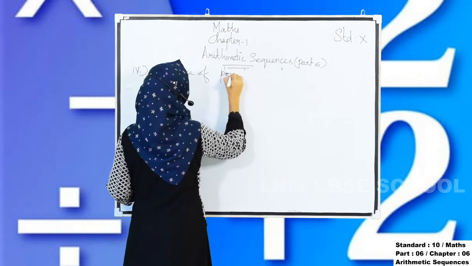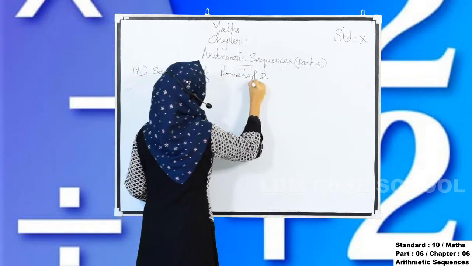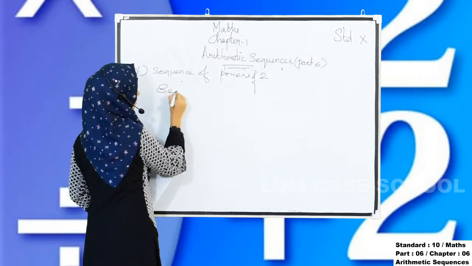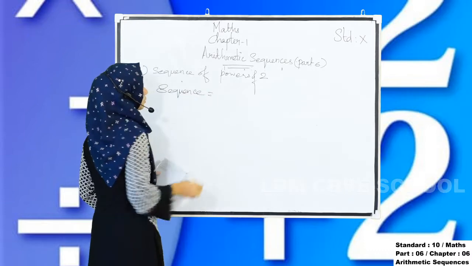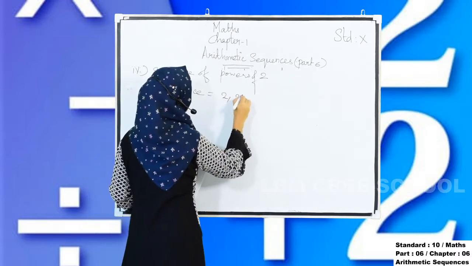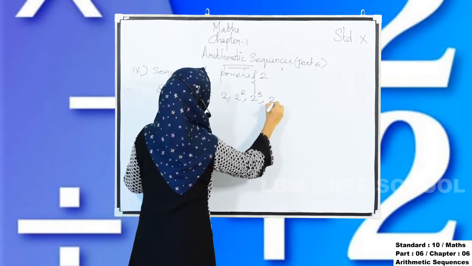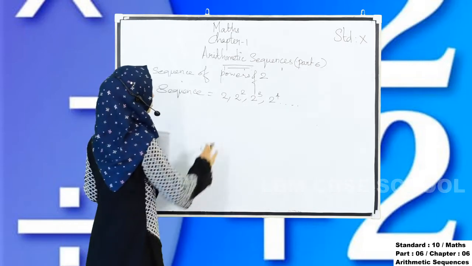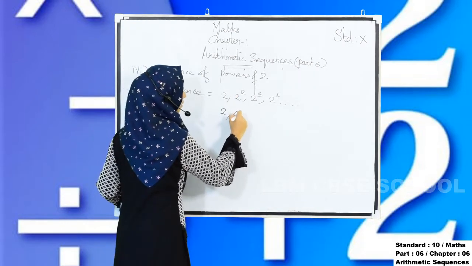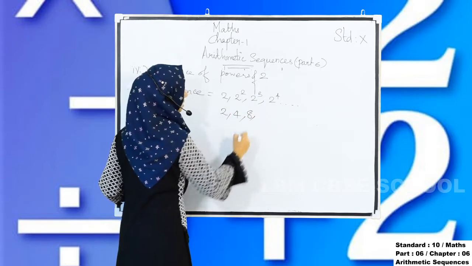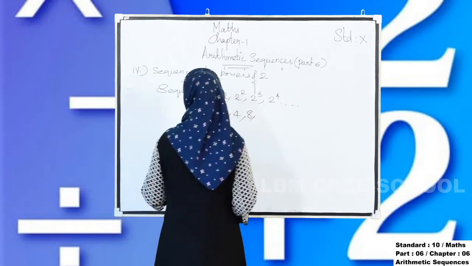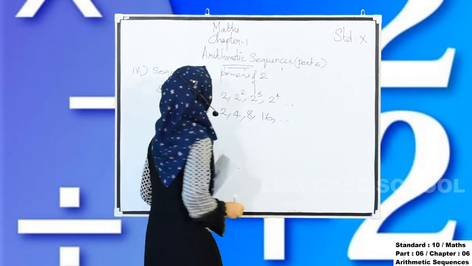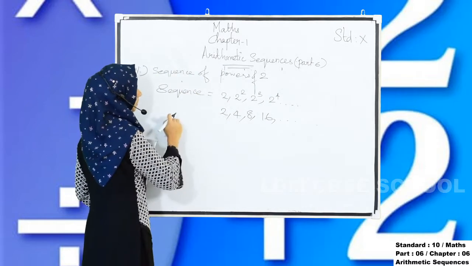Sequence of powers of 2. We have to find the sequence. So the sequence is: first 2, then 2 squared, 2 cubed, 2 raised to 4, etc. 2 is 2 itself, 2 squared is 4, 2 cubed is 8, then 2 raised to 4 gives 16, etc. This is the sequence we got from the powers of 2.